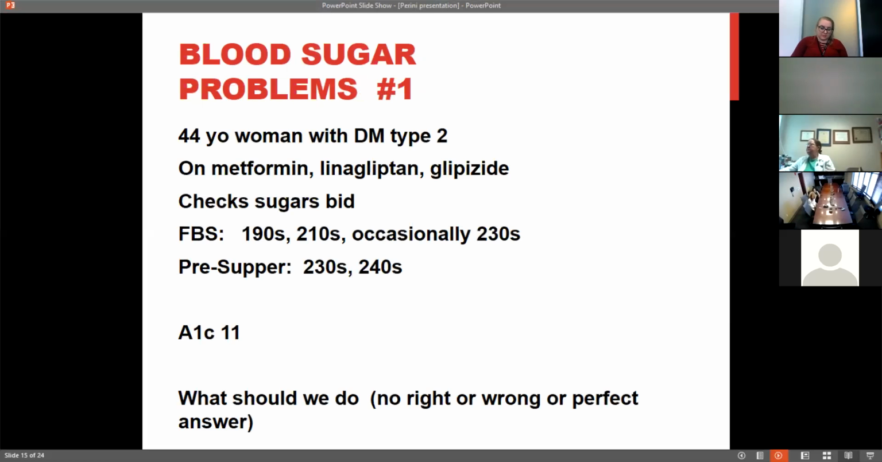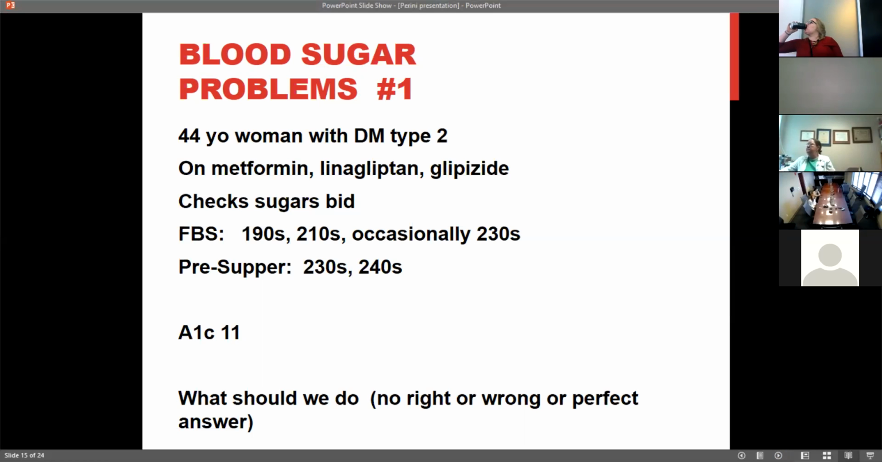All right. So this is just blood sugar problems number 1. A 44-year-old woman with type 2 diabetes who's on metformin, linagliptin, and glipizide, and she's checking her sugars twice a day. Her fasting sugars are 190s, 210s, sometimes around 230 or so. And before supper, which is the other time she's checking, her sugars are 230s and occasionally 240. Her A1C is 11.